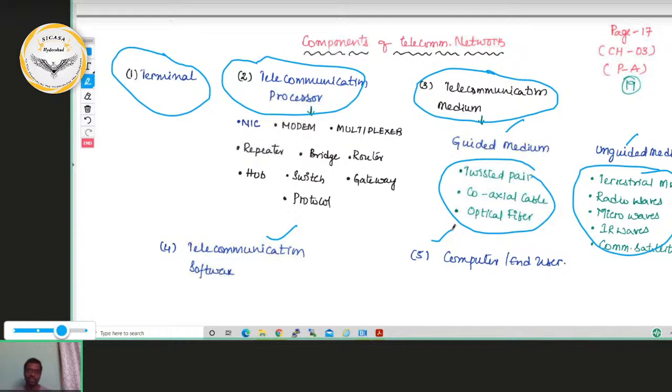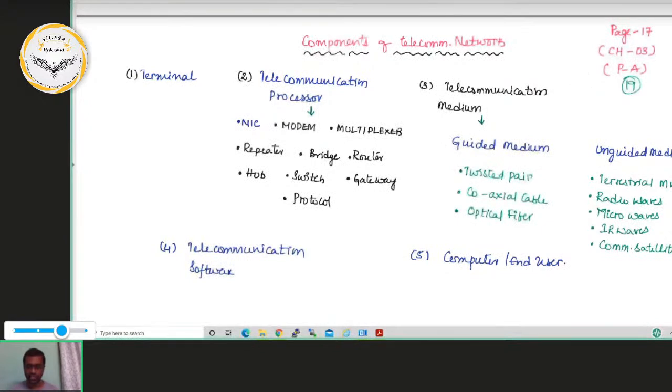First one is terminal, second one is telecommunication processor, third one is telecommunication medium, fourth one is telecommunication software, and fifth one is computer or end user. So already we are done with the first one. What is the first one? It is nothing but terminal. What do you mean by terminal? Terminal is a starting or ending point of a telecommunication network.